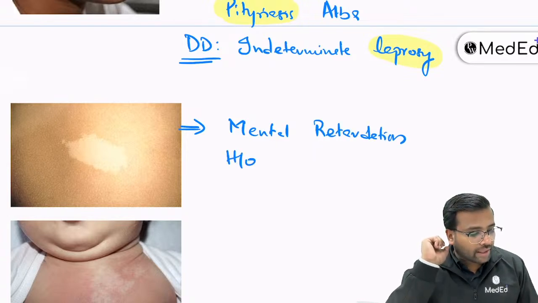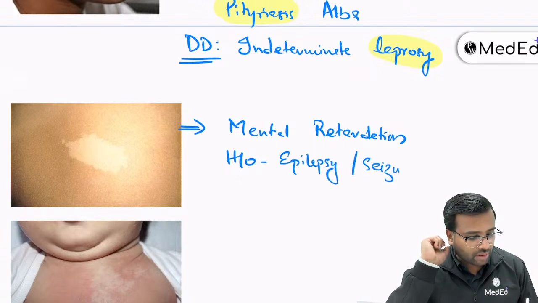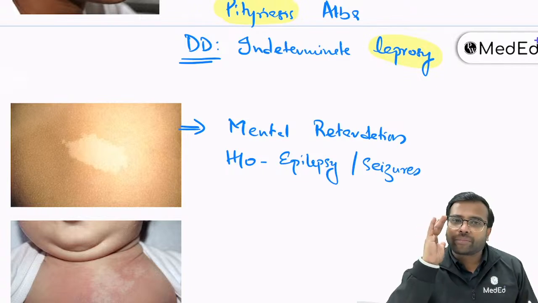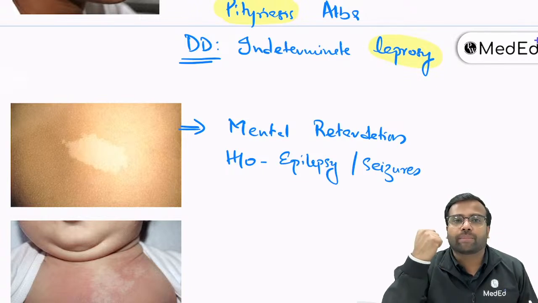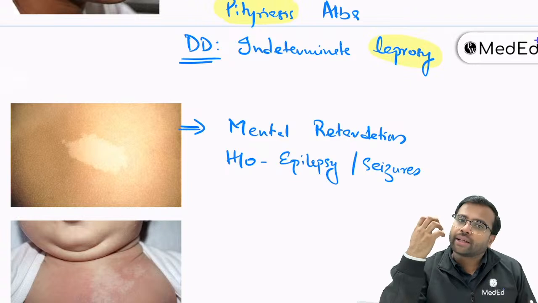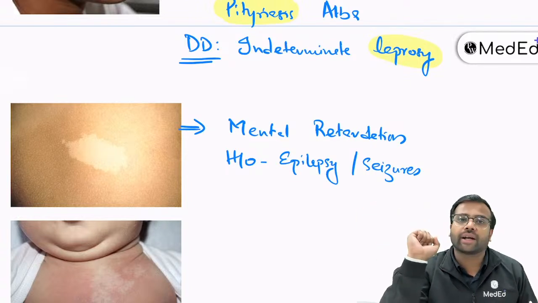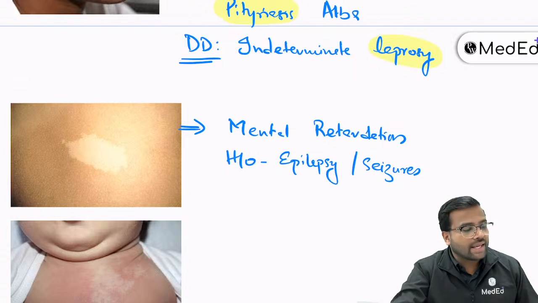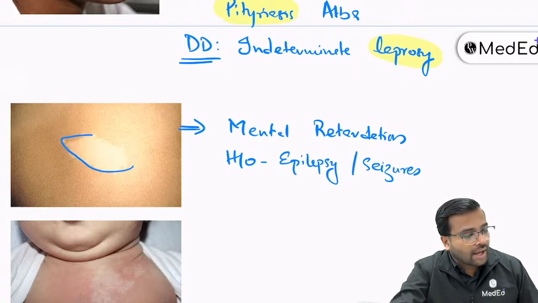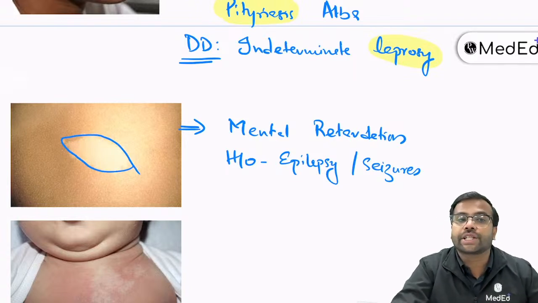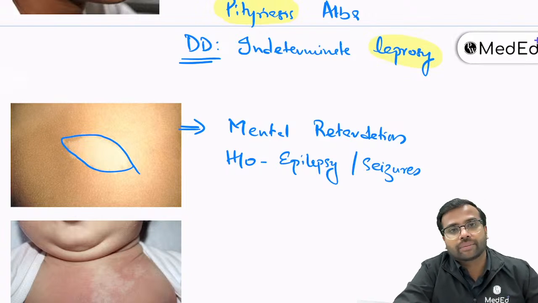Along with that, there is a history of epilepsy or seizures. So you're getting a child who is taking phenytoin for epilepsy, and the child's IQ is low, meaning the child is mentally retarded. Along with that, you can see that there are some hypopigmented lesions like this over the trunk.